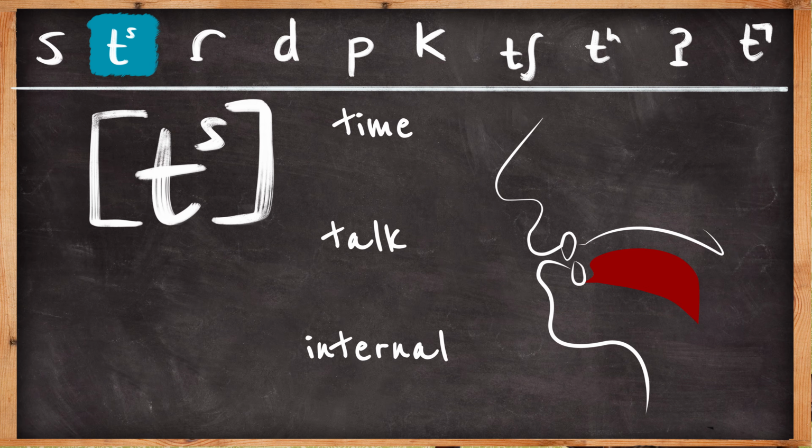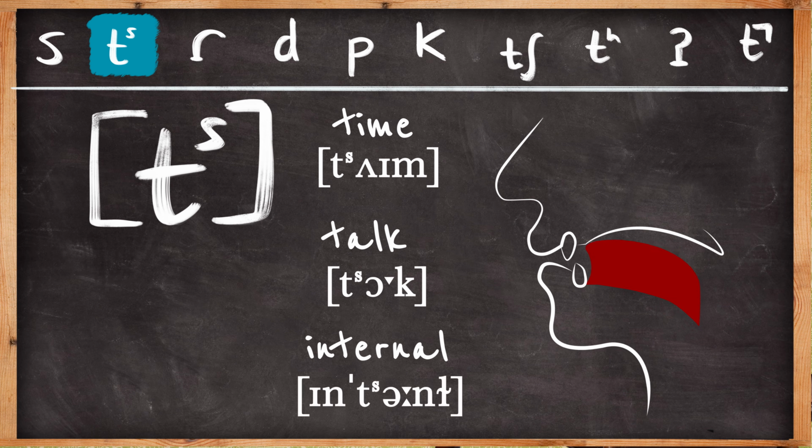In front of strong vowels, a little S can appear directly after the T as it's released, TS, a process known as affrication. So: time, talk, internal.